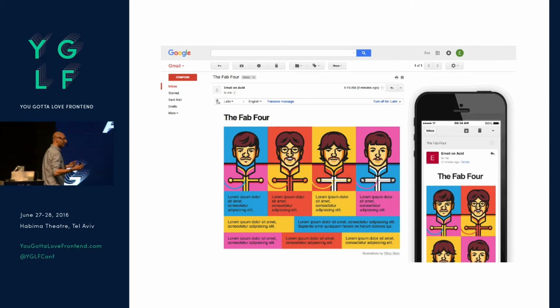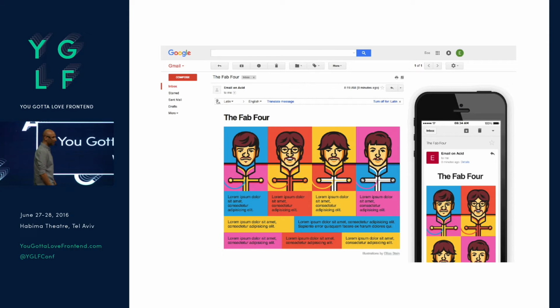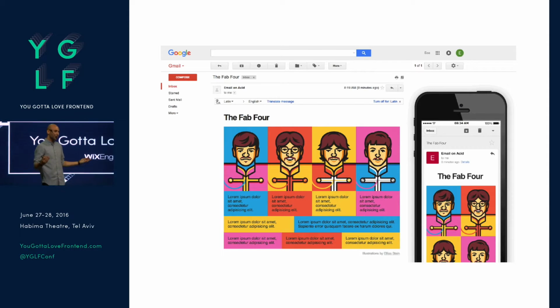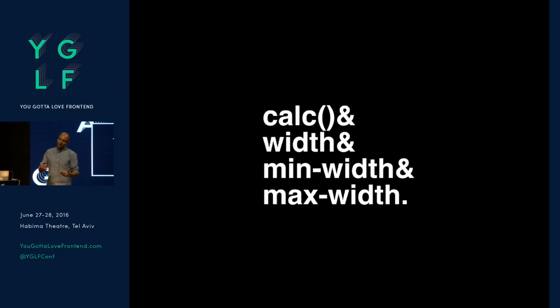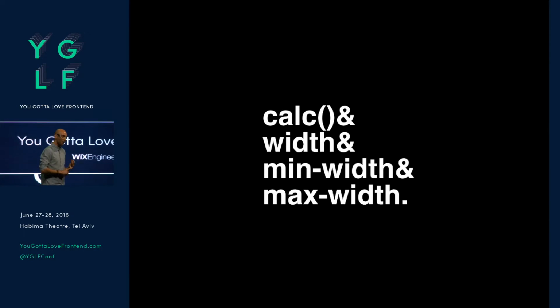And the problem is, what if you want to make it responsive in Gmail? You can't use media queries because Gmail doesn't support media queries, but let's say you want to go from 4 columns to 2, or maybe you want to simplify from 2 columns to 1. Well, there is a really weird combination of calc width, min width, and max width that allows you to mimic responsive email in Gmail.